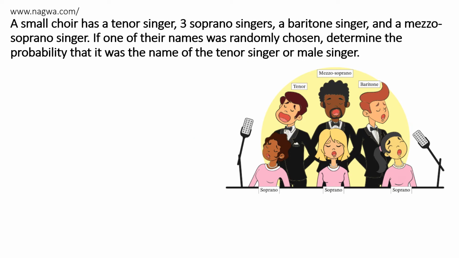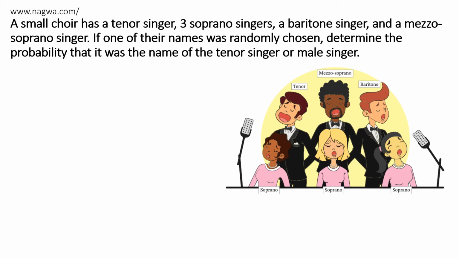A small choir has a tenor singer, 3 soprano singers, a baritone singer, and a mezzo-soprano singer. If one of their names was randomly chosen, determine the probability that it was the name of the tenor singer or male singer. Okay, so dito titingnan natin yung illustration.